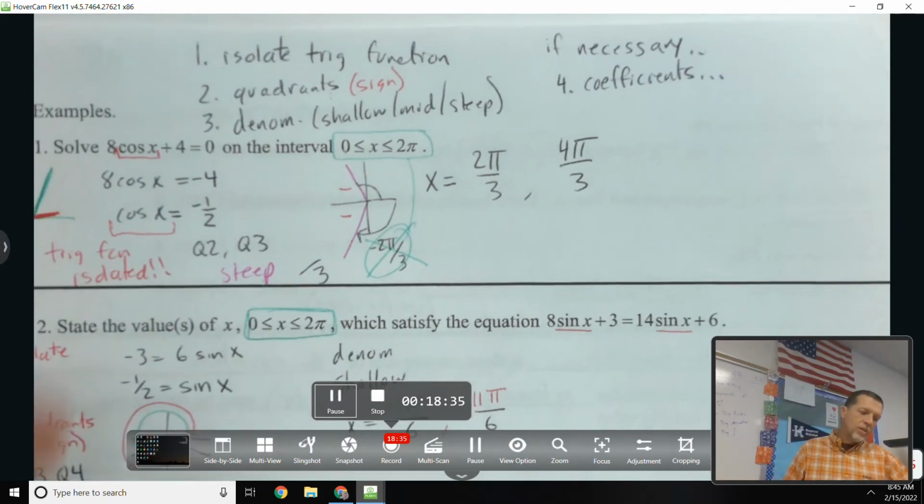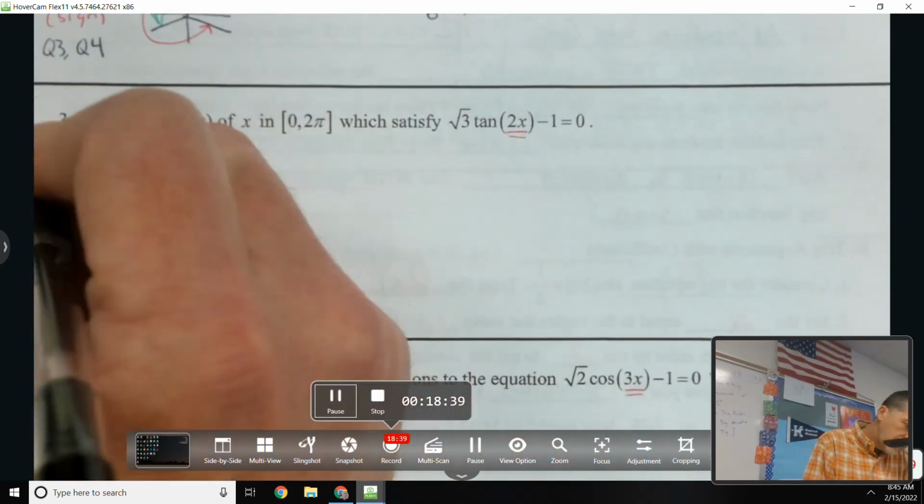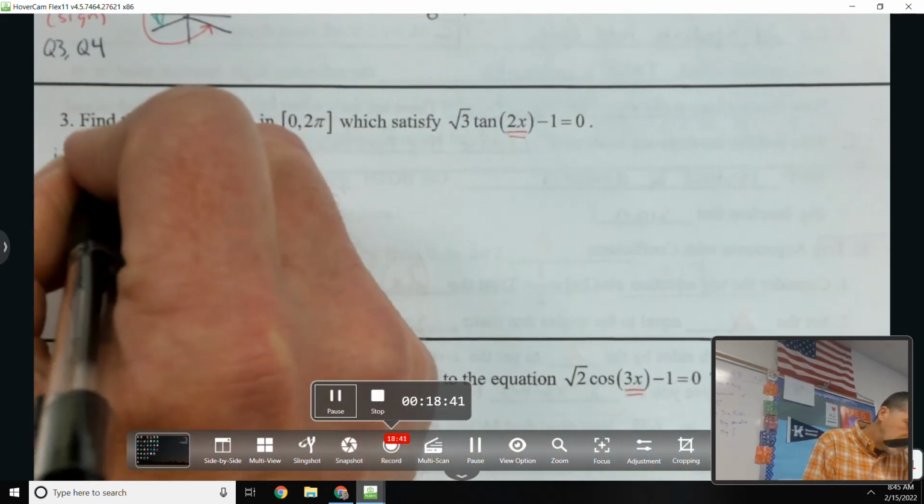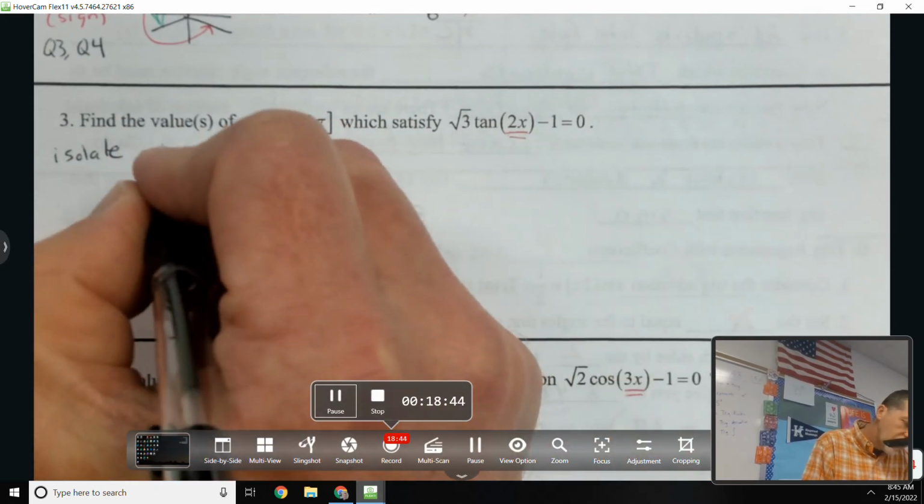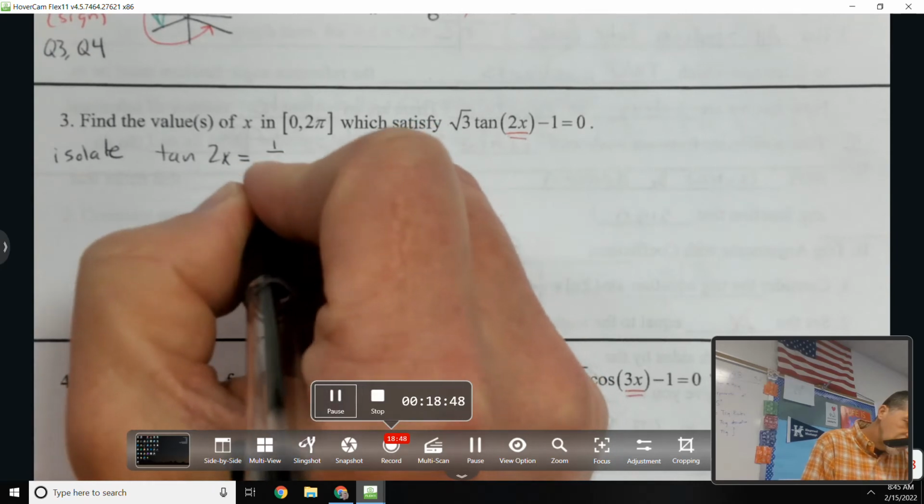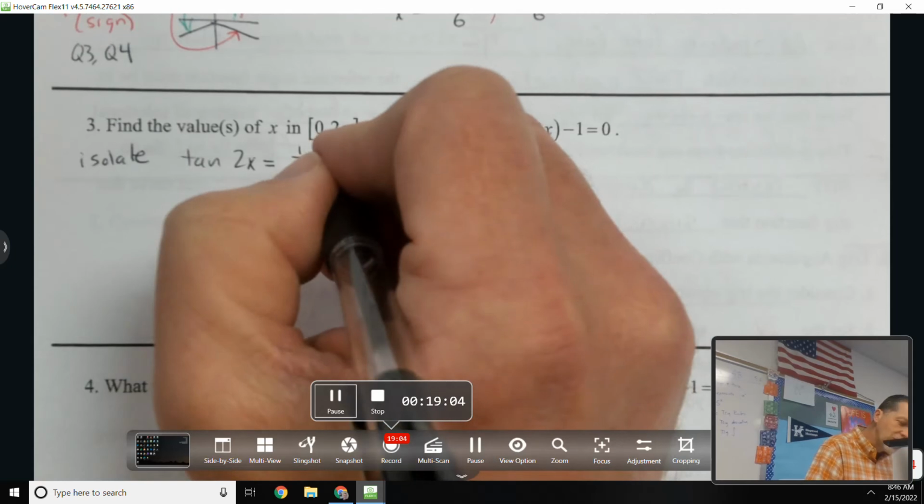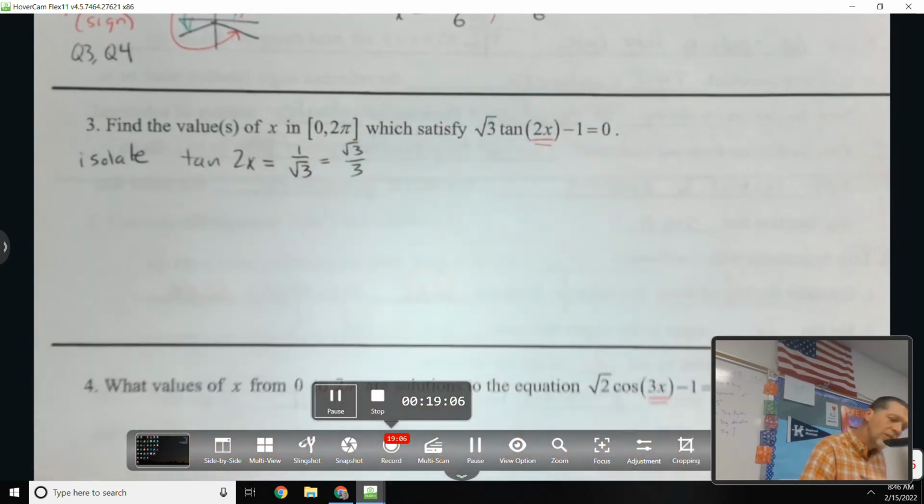Now, we're still going to do steps 1 through 3. So if we look at number 3, job 1 is to isolate the trig function. So tangent of 2x equals 1 over square root 3. Bit of a side note in this one, I don't like 1 over the square root of 3. Let's fix it, because then it looks like a unit circle value. Square root 3 over 3, so that's better looking.